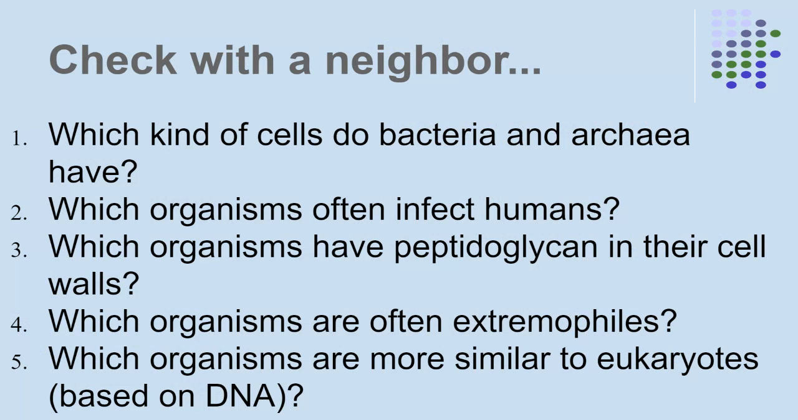Let's do some review. Which kind of cells do bacteria and archaea have? They have prokaryotic cells that are very simple. Which organisms often infect humans? That's bacteria. Which organisms have peptidoglycan in their cell walls? Again, that's bacteria. Which organisms are often extremophiles, living in extreme places? Those are archaea. And which organisms are more similar to eukaryotes based on their DNA?